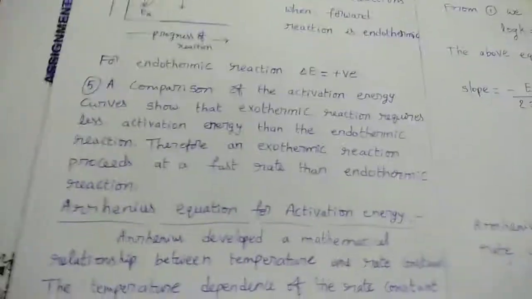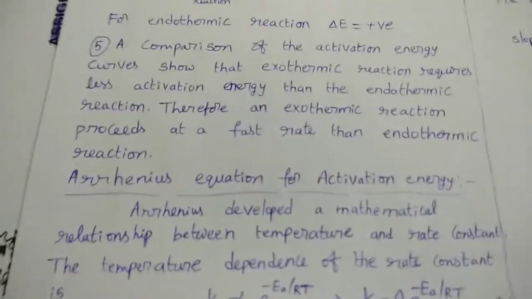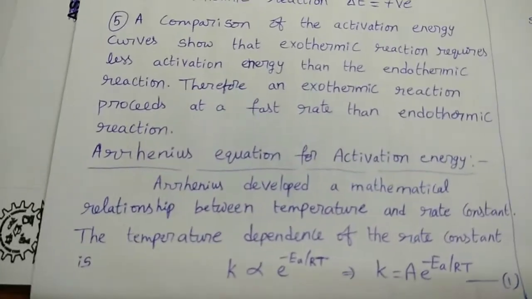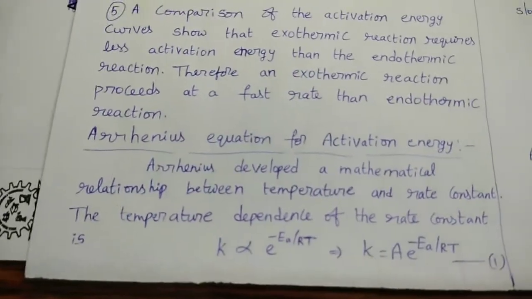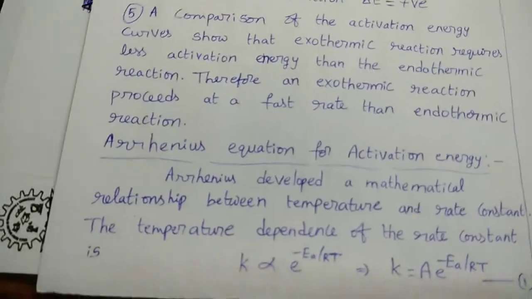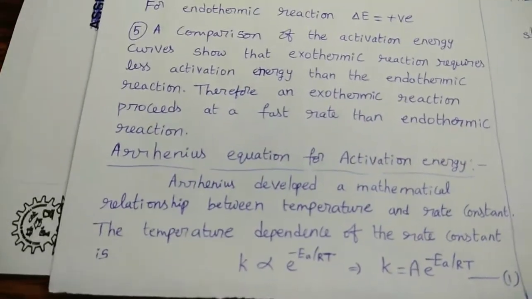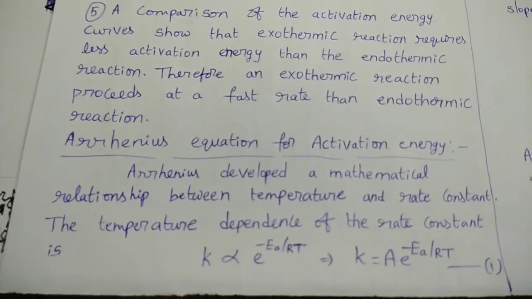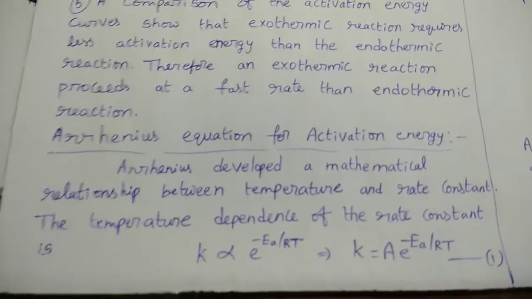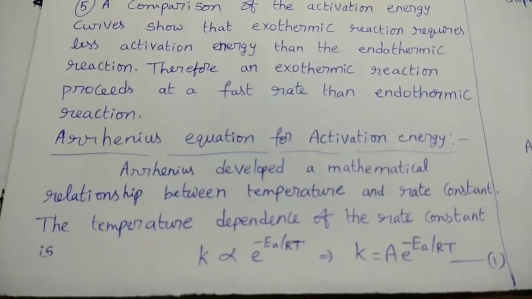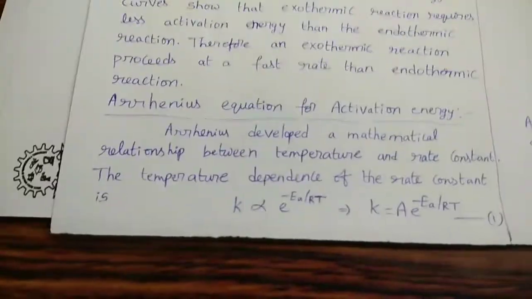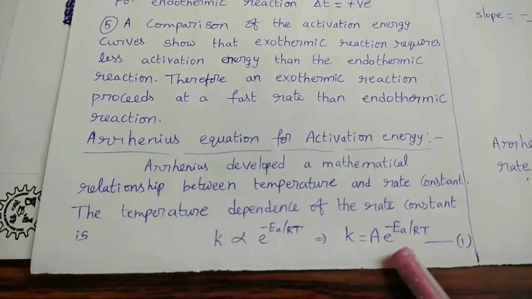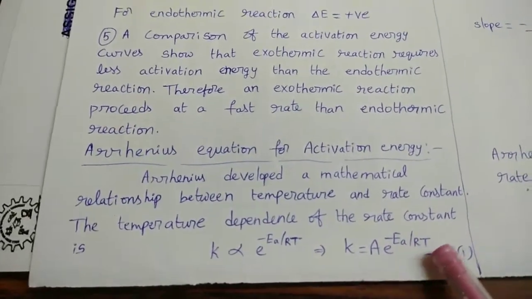Okay. Next, Arrhenius equation for activation energy. See this one. A scientist Arrhenius developed a mathematical relationship between temperature and rate constant. How these two parameters, temperature and rate constant, are related to each other. The temperature dependence of rate constant is K directly proportional to e power minus EA by RT. So from that, K equals A into e power minus EA by RT.